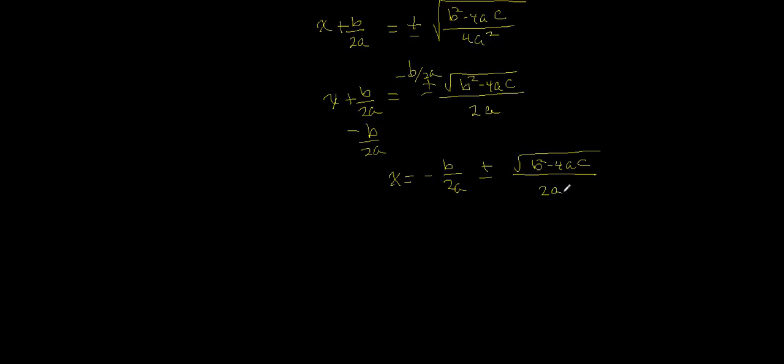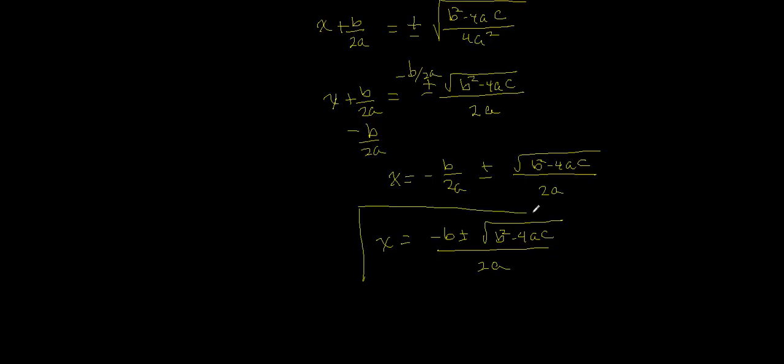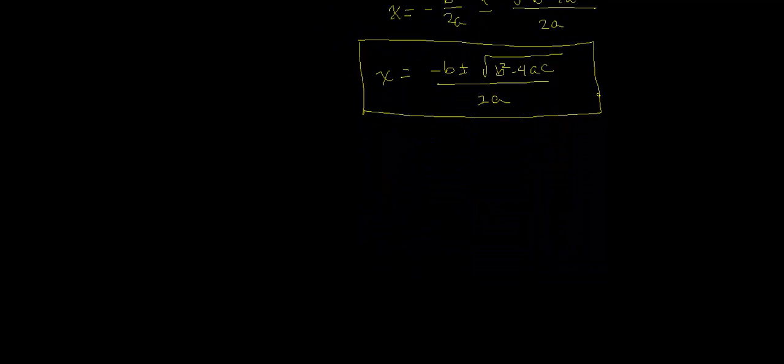And again, I have a common denominator, so I can put it all in one denominator. So you get negative b plus or minus the square root of b squared minus 4ac, everything over 2a. And this is what we call the quadratic formula, which now we can use on solving quadratic equations without having to factor or complete the square repeatedly. We can just plug it in.